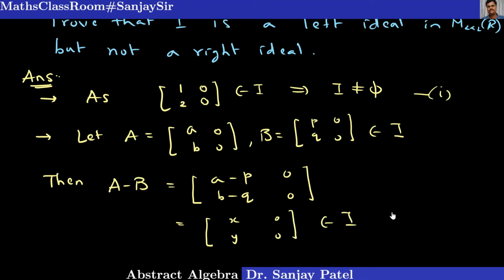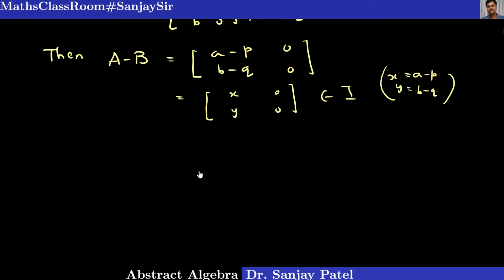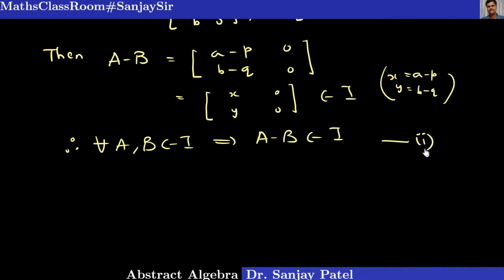So this belongs to the set I, because this matrix is also of the form X, 0, Y, 0, where X is equal to A minus P and Y is equal to B minus Q. Okay. So what I have proved is for every A, B belongs to I, A minus B also belongs to I. So that is my second condition. So let me write that for every A and B belongs to I implies A minus B belongs to I. So this is my second condition.